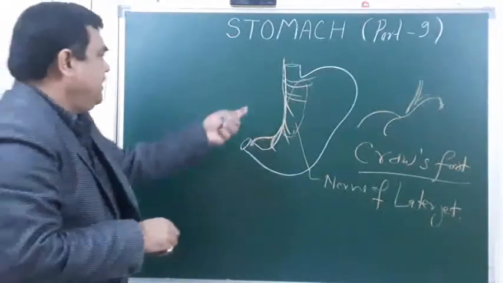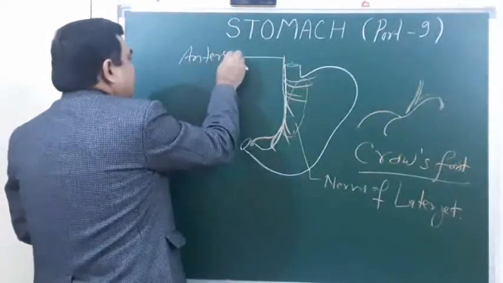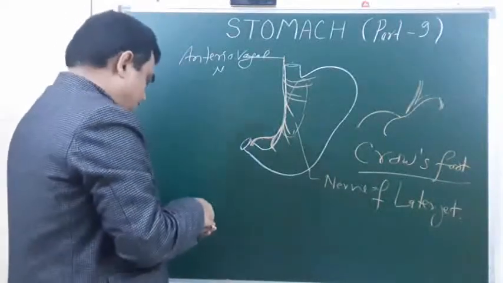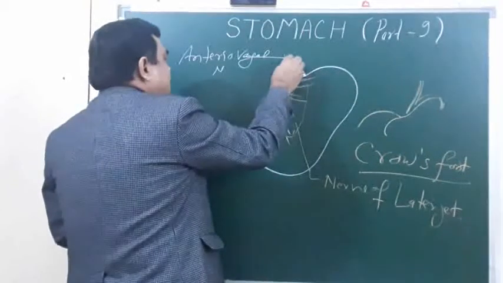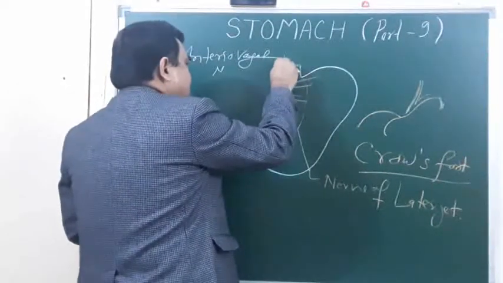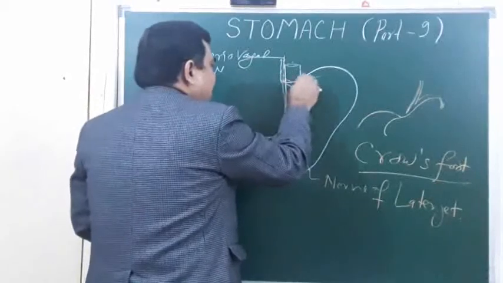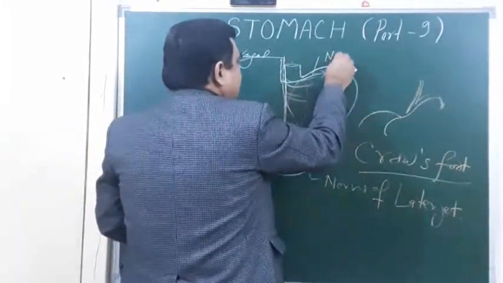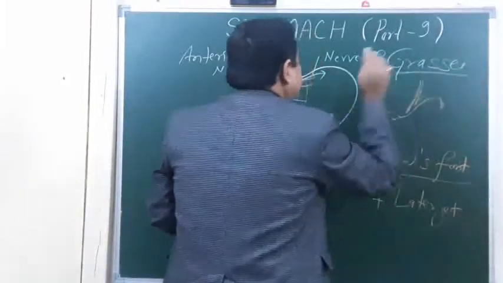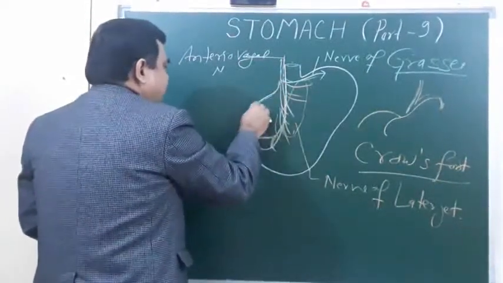This is the anterior vagal nerve. There is another nerve, the posterior vagal nerve. You can use a different color here. This is the posterior vagal nerve. This is short, and it sometimes gives a branch to the fundus. This is known as the nerve of Grassi.